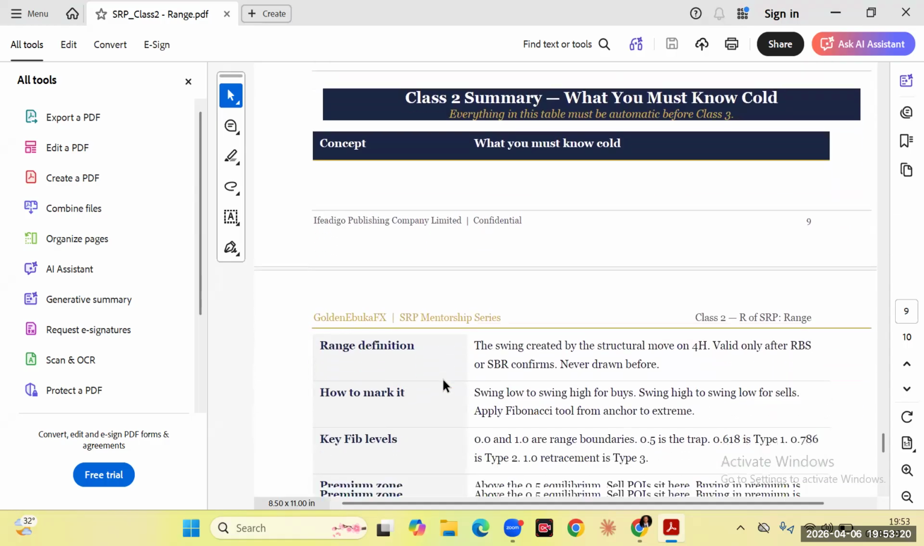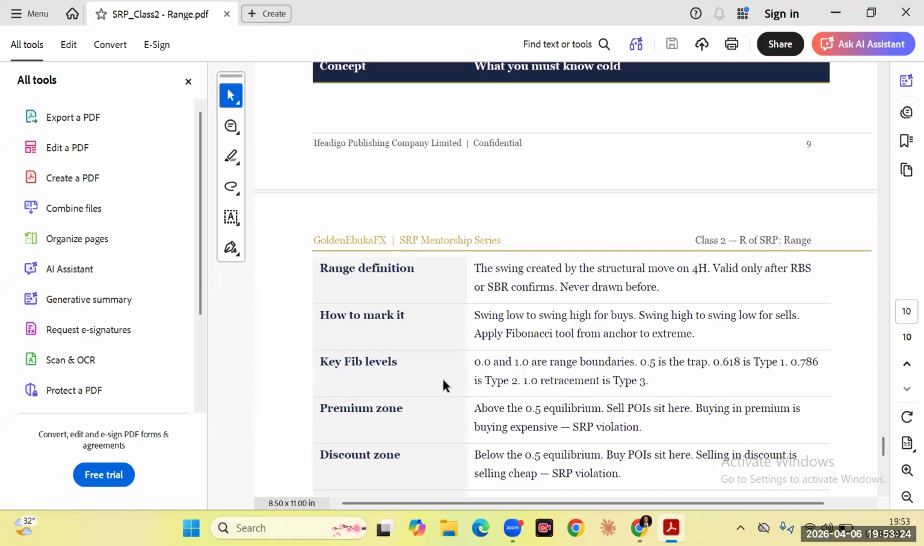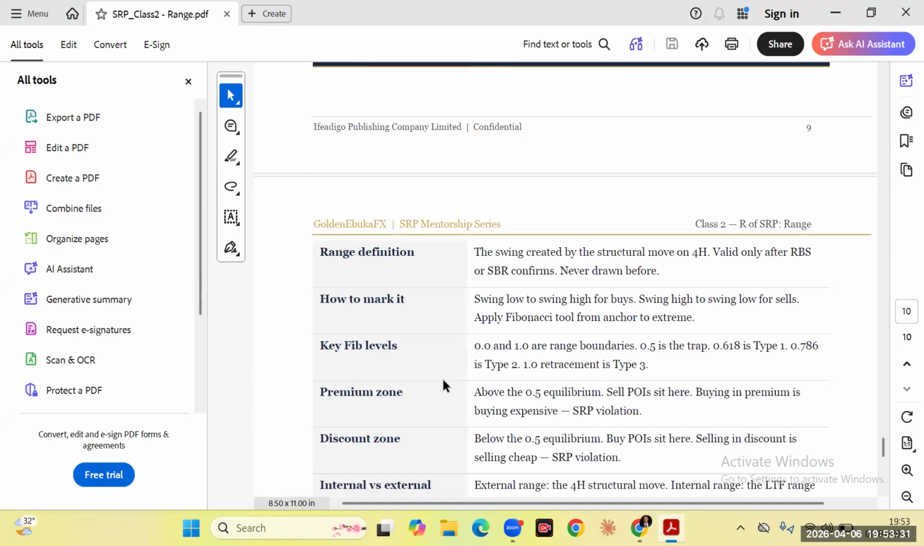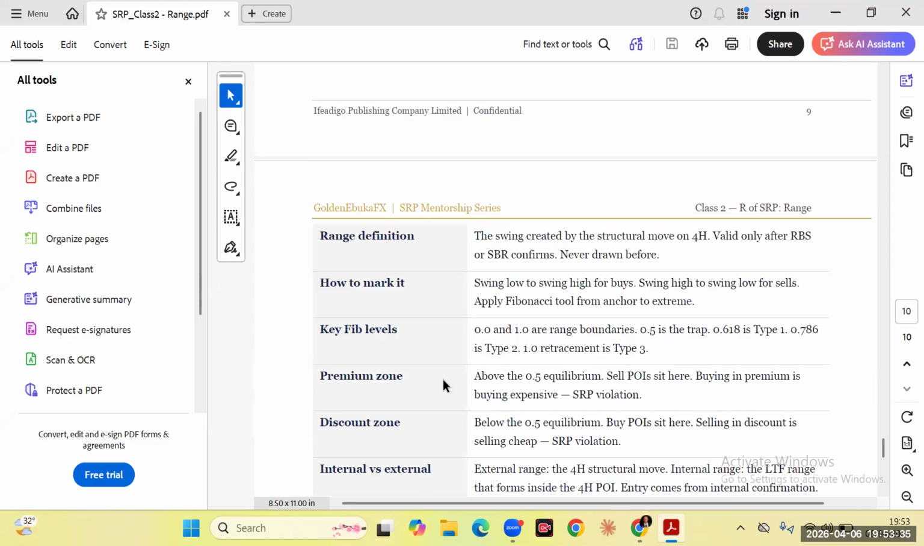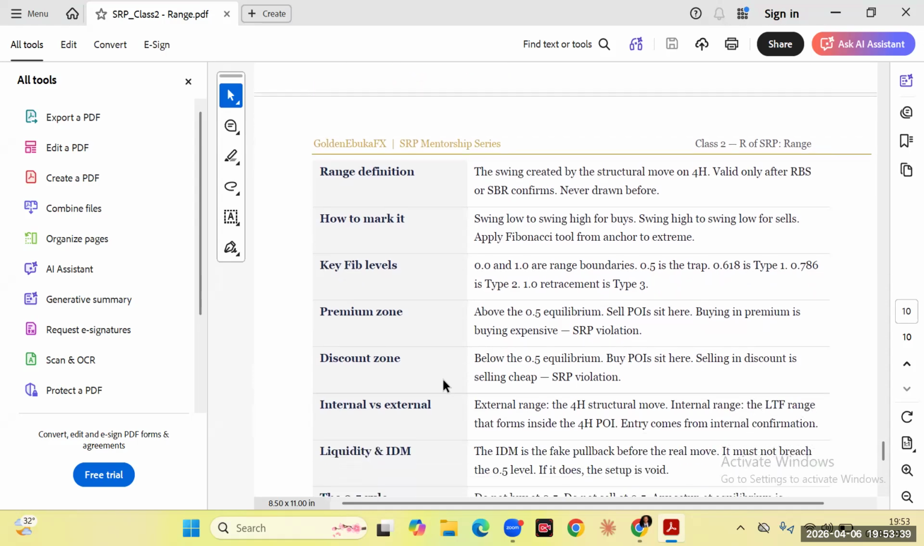So look at all the things that we've talked about. We talked about the range, what a range is. We said that it is the swing created by the structural move on the H4, the 4 hour time frame. It is valid only after RBS or SBR confirms on the 4 hour, not before. How to mark it? We showed you how to mark it with Fibonacci levels, and I pointed out even the trap.